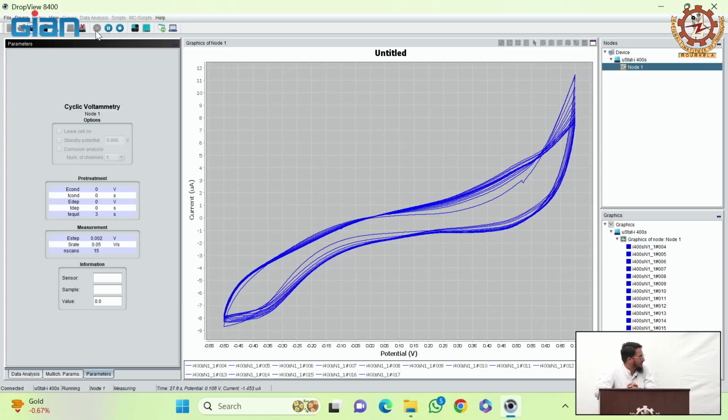So, if you wish, 15 scans is something which we have seen works well. If you want to make the sensor stronger, or if you want to ensure that the electropolymerization is done properly, then you can go for a higher number of scans as well. Okay. So, in the interest of time we have kept it 15, but if you wish we can go up to 20, 25 as well.